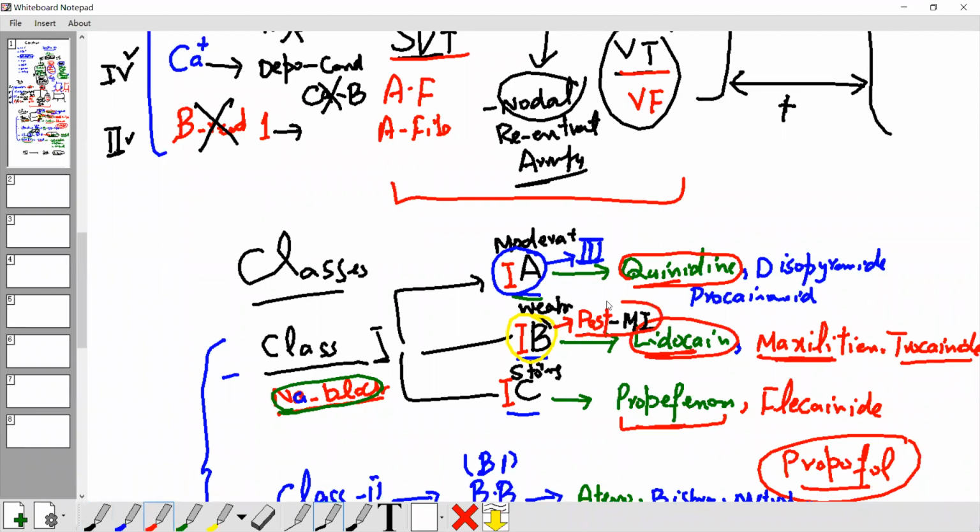Must keep in mind this one. Class 1B is very effective in post-MI arrhythmia. Understand or not? Every patient here, 80 to 90%.